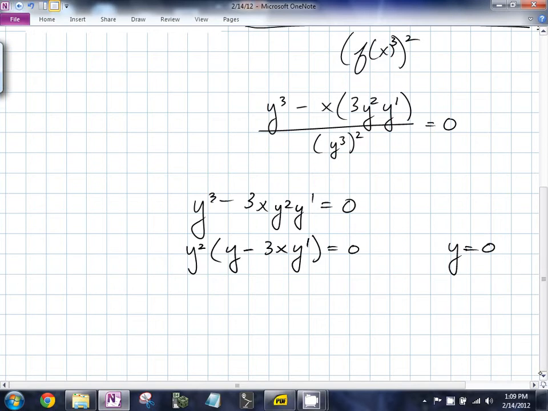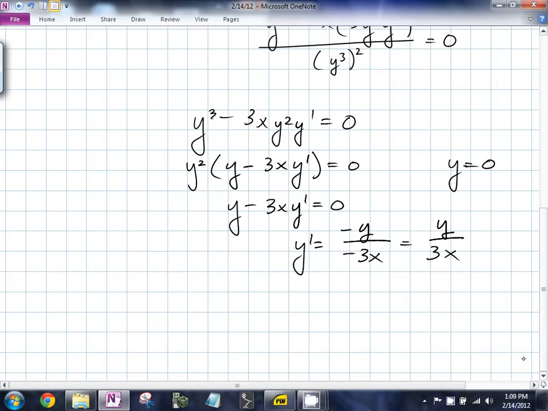Okay, let's look at the other one, though. That's when y minus 3x y prime is equal to what? 0. Do you agree with that? So y prime is going to be negative y over negative 3x, which is y over 3x. So we just got y prime is equal to y over 3x. And that doesn't quite look like what we got before, because what is in this right there? Both x and y.